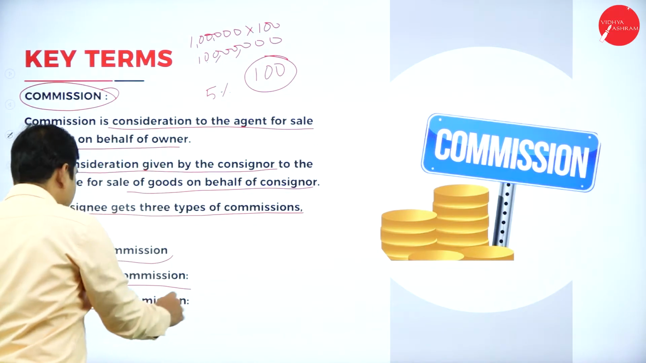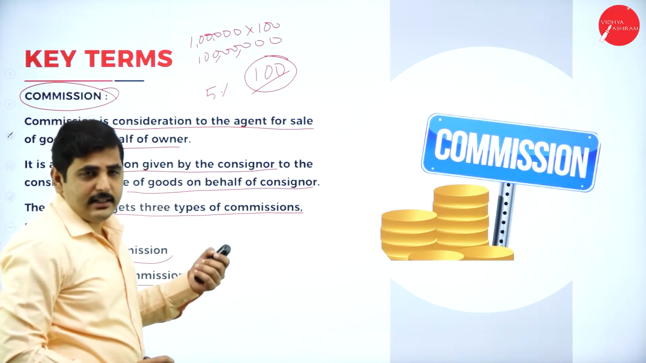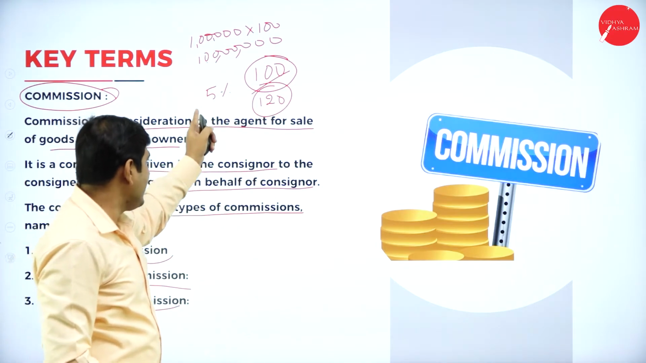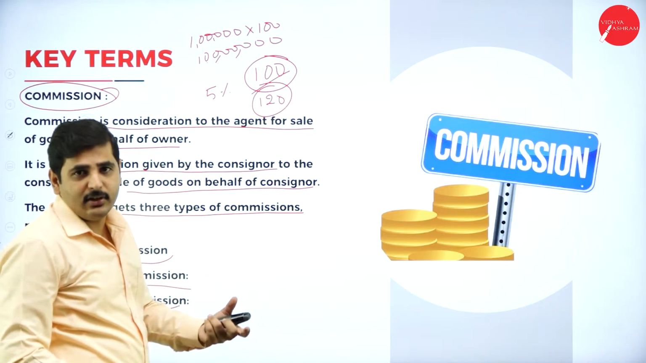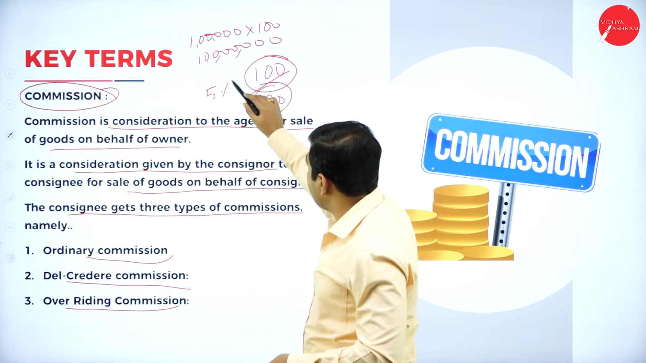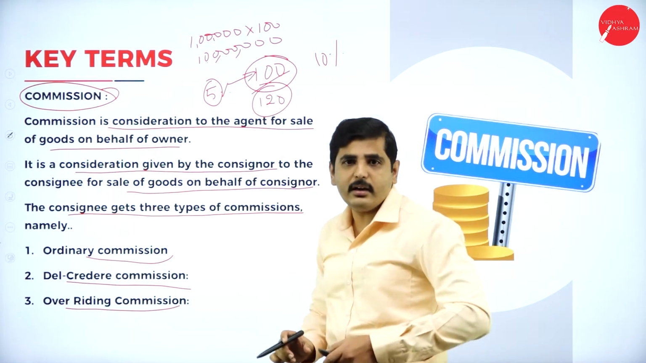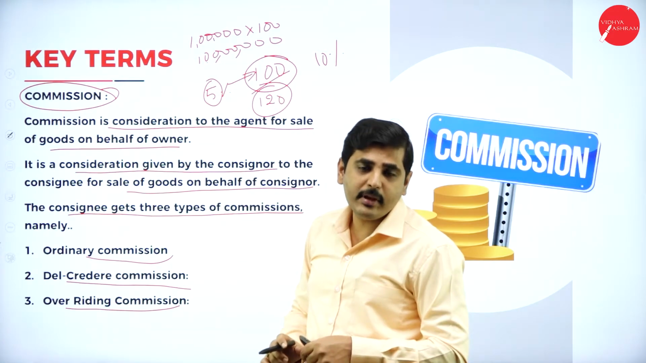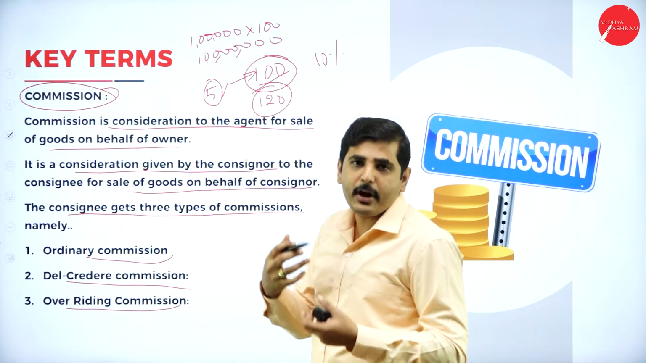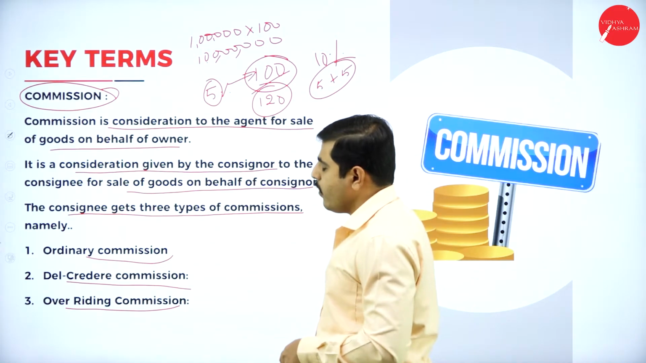Next one, overriding commission means commission for every extra sale. For example, I sent 100 goods, 100 cars. The maximum limit he has to sell is 100 cars for 5% commission. If the consignee sold 120 cars, he is selling extra products now, so he expects extra commission for that. For example, I declare, for up to 100 cars, your commission is 5%. Above 100 cars, I will give 5% extra commission. Why? Because he is selling more than his limit now, so I can get bulk amount. My production will increase. So I am offering 5% plus 5% extra commission. That is called overriding commission.